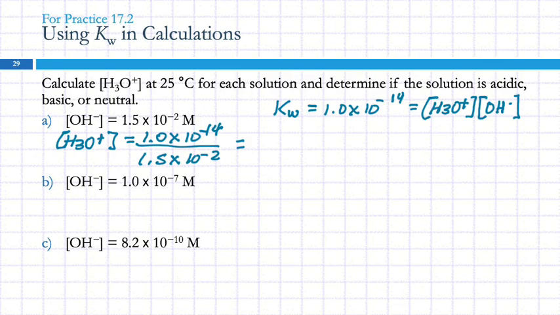And make sure you're using scientific notation correctly on your calculator. So this is going to give me a concentration of 1 times 10 to the minus... No, that's not right. I forgot the 0.5. Wait a minute, how do you do that? There we go. 6.7 times 10 to the minus 13.